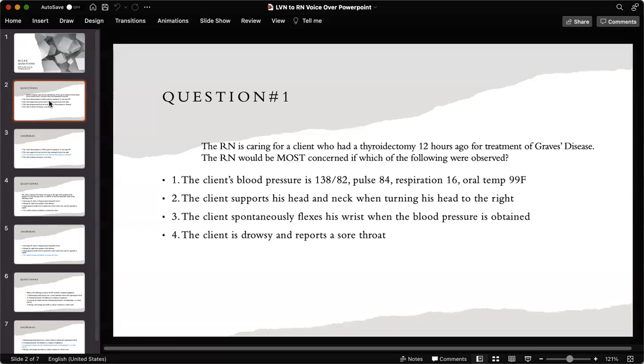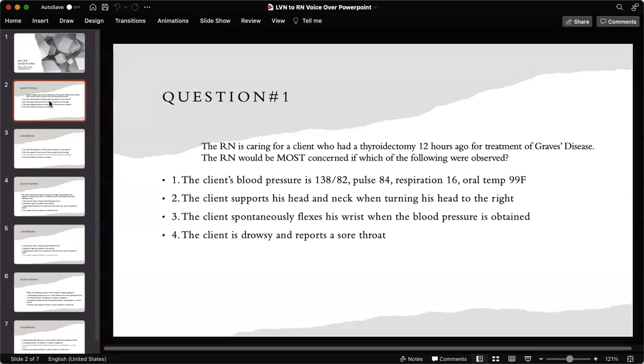Okay, so we're going to keep number 1 and number 2 because they're both assessment. Number 3, the client spontaneously flexes his wrist when the blood pressure is obtained. That is assessment because I am gaining information and noticing something with my patient. And then number 4, the client is drowsy and reports a sore throat. So the patient's reporting something, they're telling me something. So that is assessment as well. So we're not able to get rid of anything at this point.